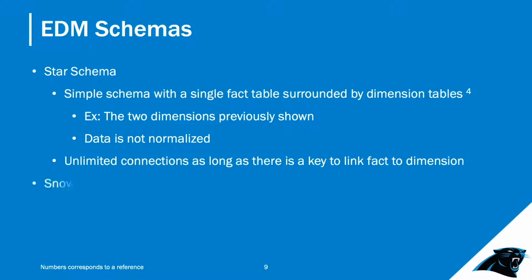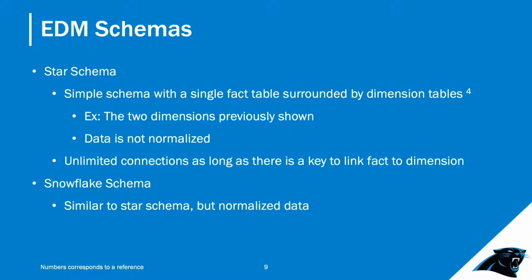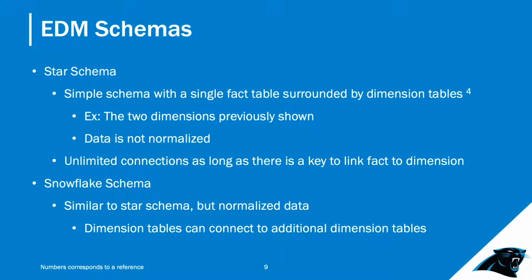Snowflake schemas are similar to star schemas but differ in that all the data is normalized, so many more dimension tables may exist. In a snowflake schema, dimension tables connect to another dimension table and so on. Starflake schemas are a combination, with some tables being single and others connecting further down the chain.